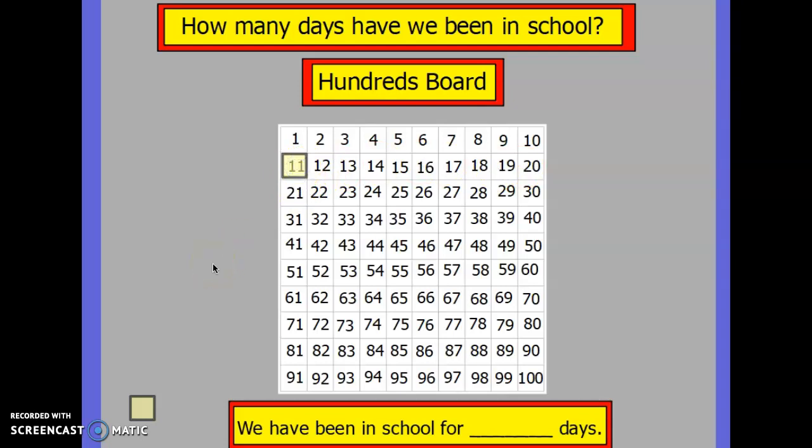So we are at the 11th day of school, and when we write the number 11, it's just 2 straight lines.